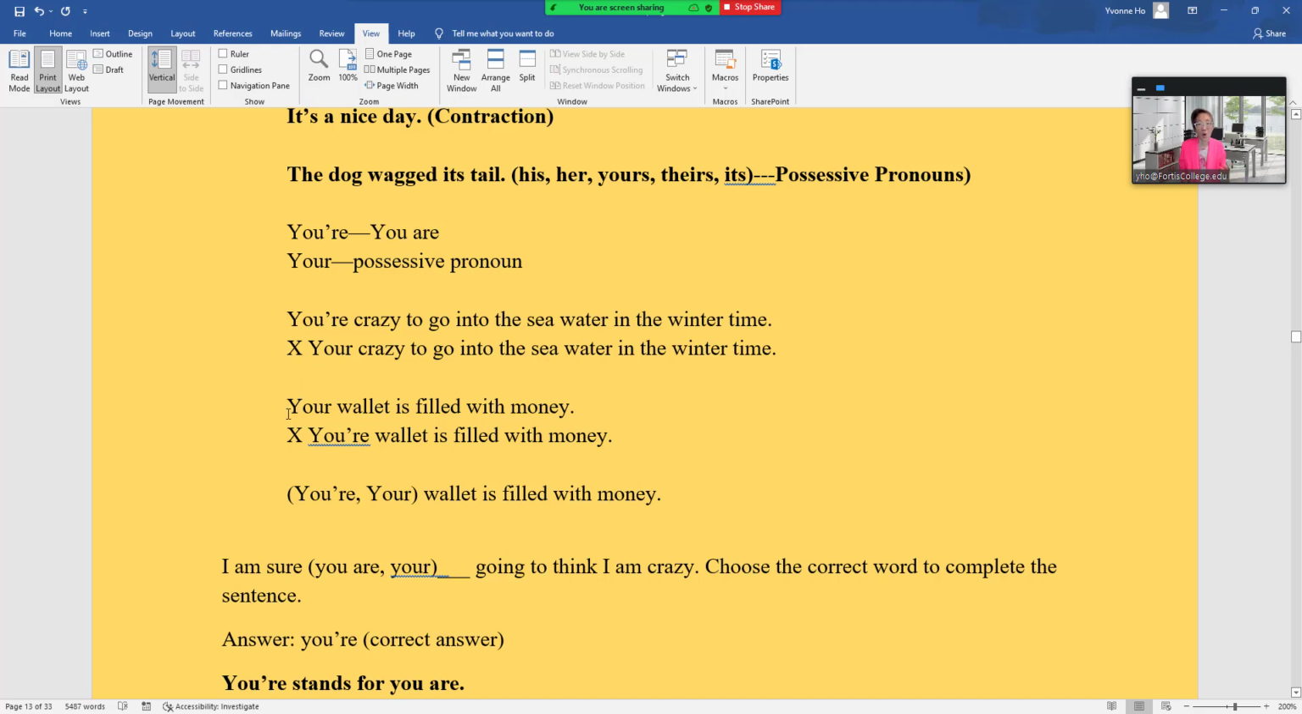And here, your wallet is filled with money. So in this case, Y-O-U-R shows possession. It's known as a possessive pronoun. So here you would be Y-O, that person's, in other words, that person's wallet is filled with money. Here, you are wallet doesn't make sense.